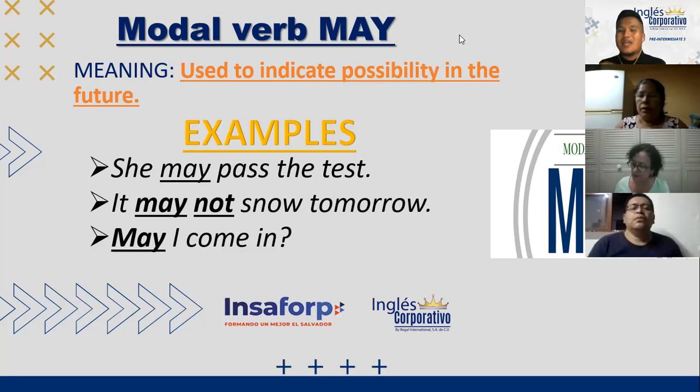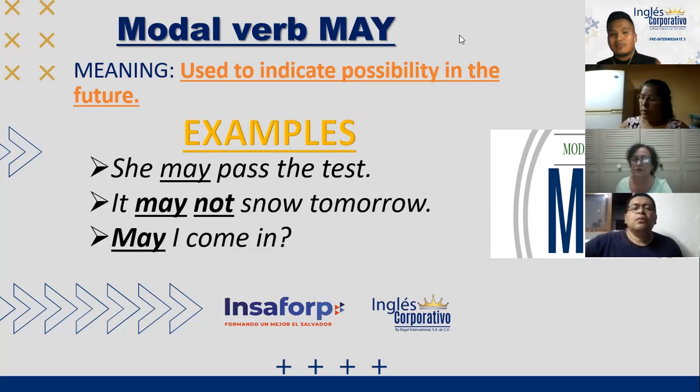Why? Because the main one, el que se usa generalmente para posibilidad in the future, is may. Could puede ser usado para posibilidad, pero generally, it's only used for the past tense. So do not get confused on that. Remember, the modal verb may is the main one that we use to indicate possibility in the future. The modal verb could, we can use it, but most of the time it is used for the past tense. So do not get confused on that.